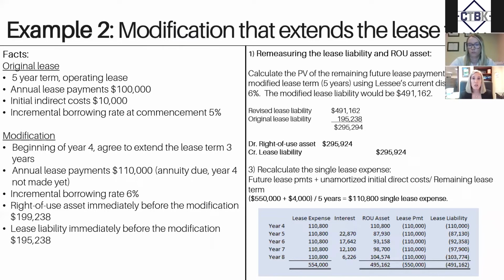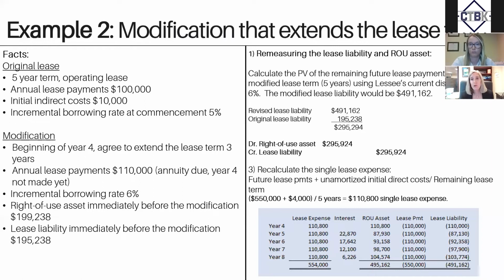So moving over to the right side. As we mentioned, we have to remeasure our lease liability and right of use asset. So we're going to do a calculation to calculate the present value of the remaining future lease payments given the modified terms, using the discount rate as of the modification time. The incremental borrowing rate in this case was 6%. That's the discount rate we're going to use. That would calculate to a lease liability of $491,162. So I'm going to compare my new lease liability with what my original lease liability was on the books.